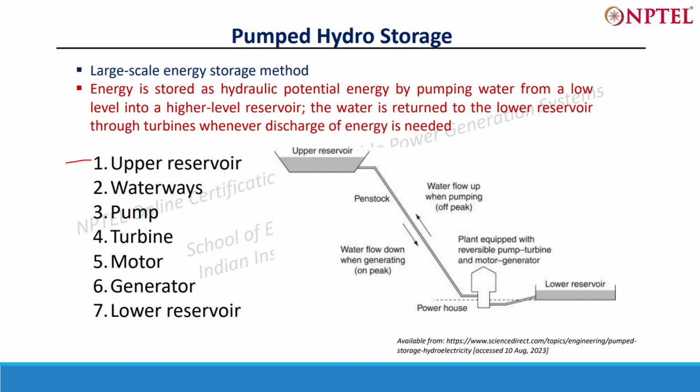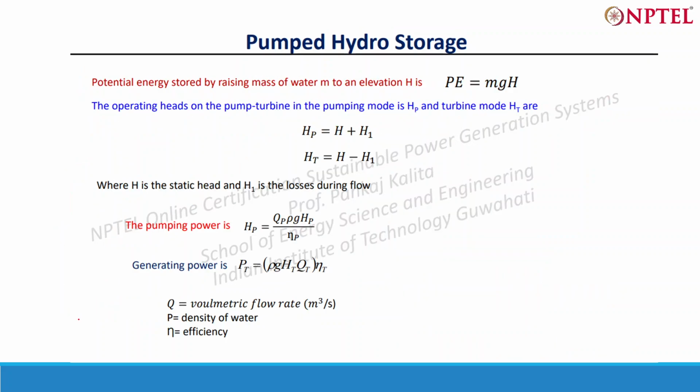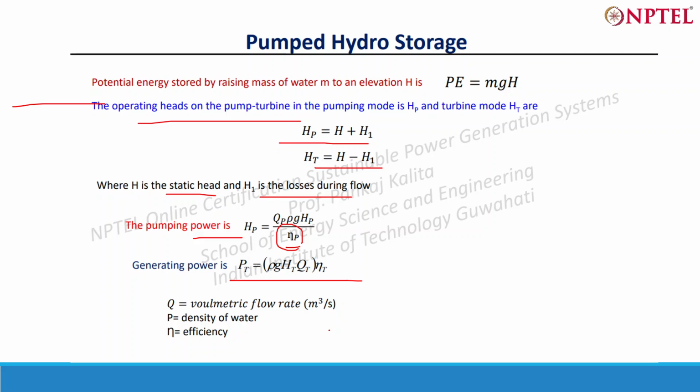It's a very simple concept, but a very economical and feasible concept. Pumped hydro storage basically uses potential energy. H is the static head, H1 is the losses during the flow. So pumping power is Q rho g QH, with the efficiency of pumping to be divided, and generating power is this.